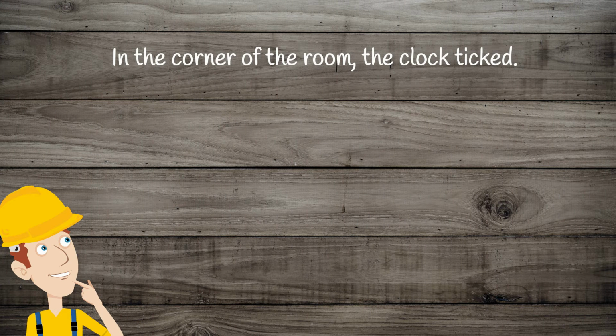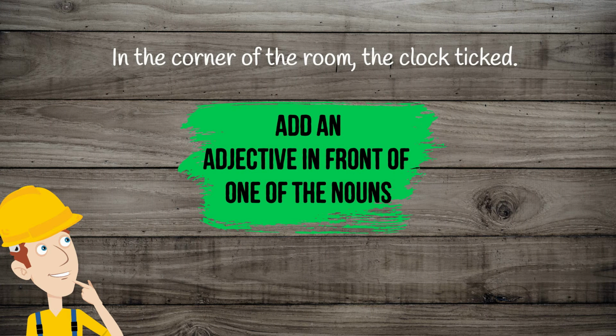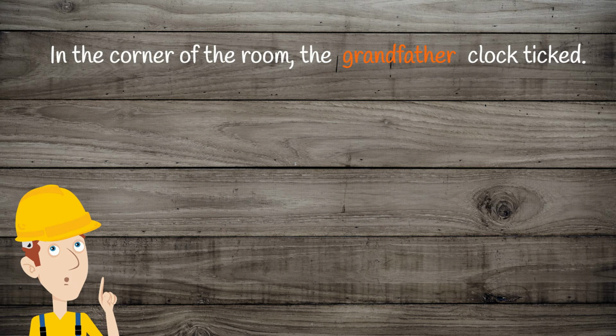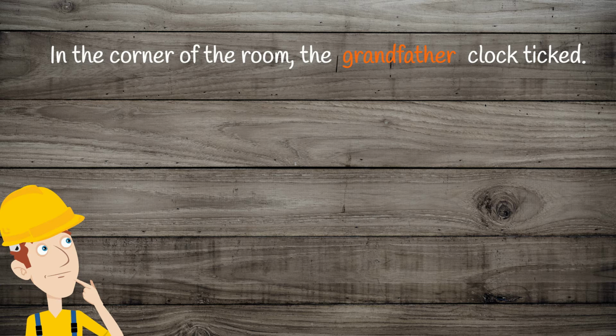Let's continue to rebuild the sentence. This time, we're going to add an adjective in front of one of the nouns. There are two nouns to choose from, room or clock. In the corner of the room, the grandfather clock ticked. That's better. It gives our reader more information about the clock.